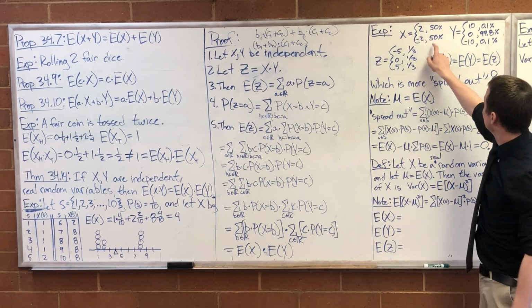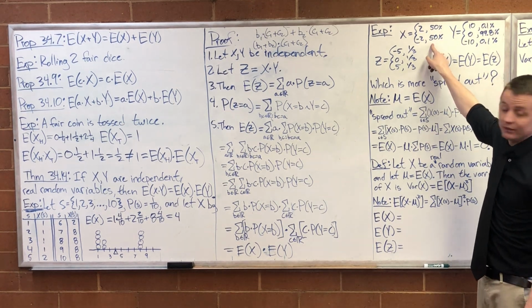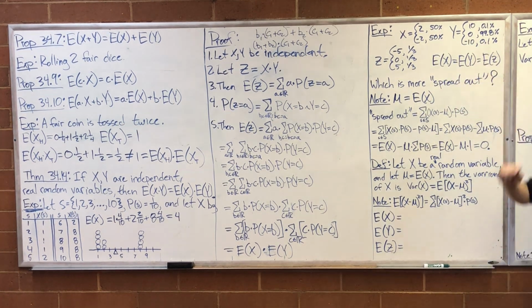So here's one data set, and it's expected value zero. Let's look at this other data set. 99.8% of the time, you get a zero. But ever so slightly, every now and then, you get a 10 or a negative 10. You with me on that one? What's the expected value? Zero.